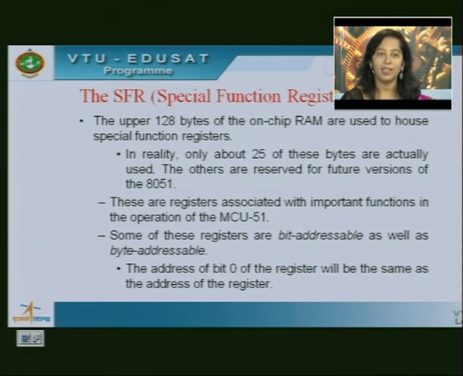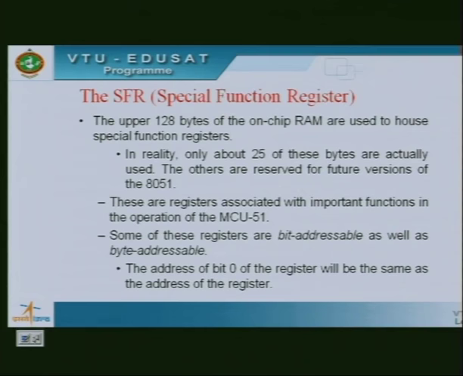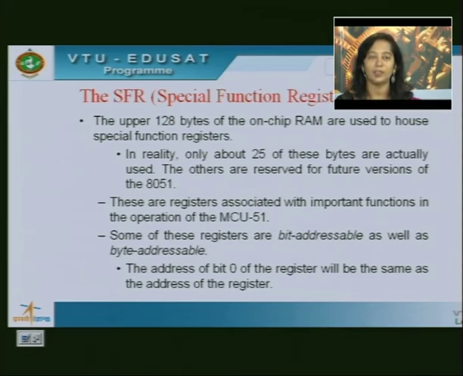So just to define again clearly, the upper 128 bytes of the on-chip RAM is used to house these special function registers. Though they share the same addresses with the upper 128 bytes of the general purpose RAM, in reality they have some specific functions allocated. In general, we have only about 25 such SFRs. Only 25 special function registers are used in practice. The other places were left vacant for further addition of new functionalities or new SFRs.